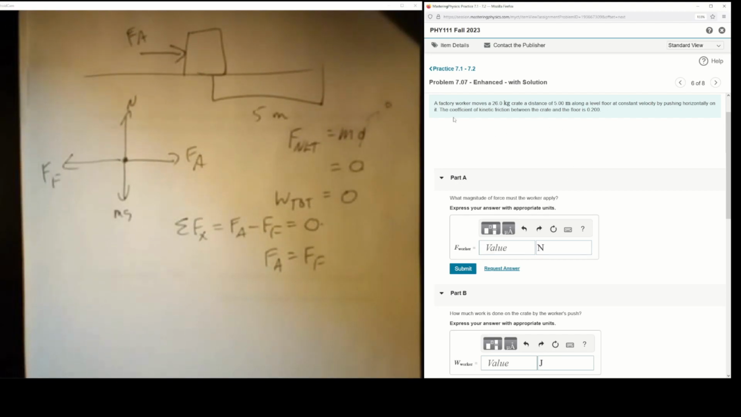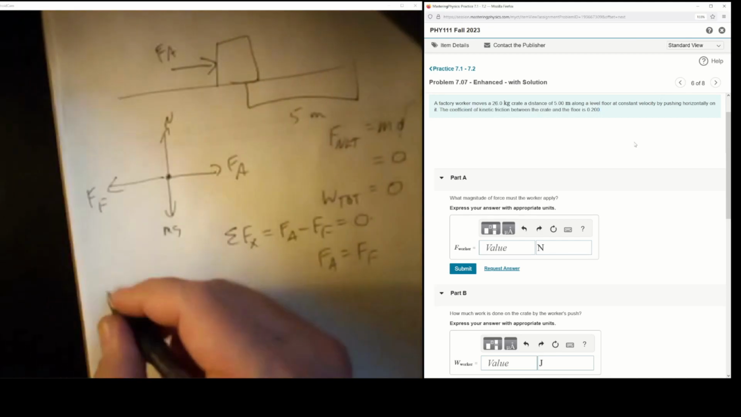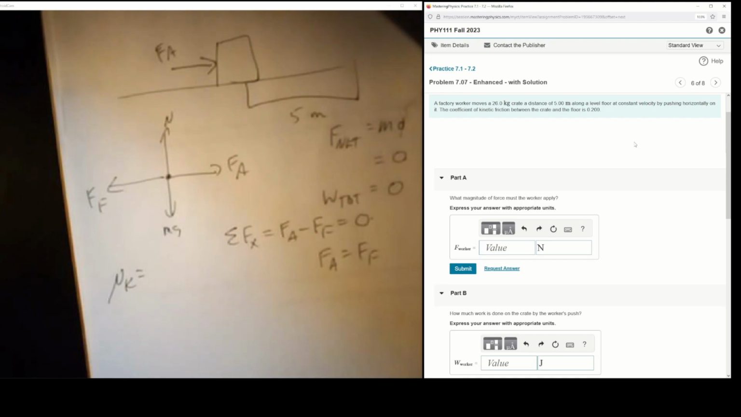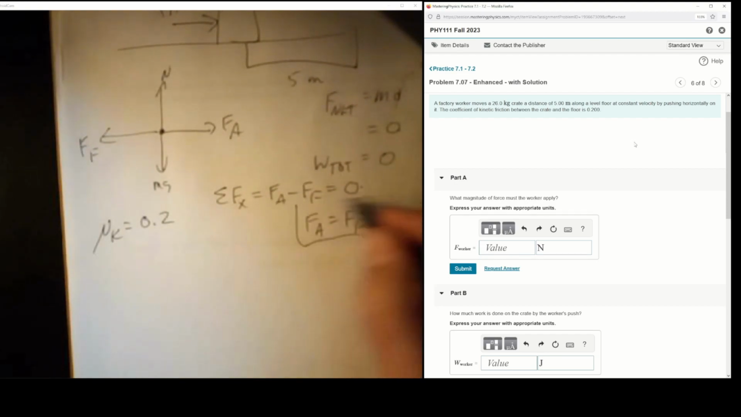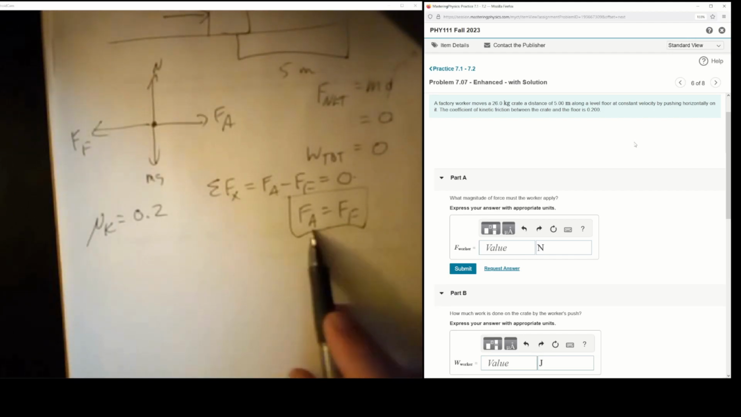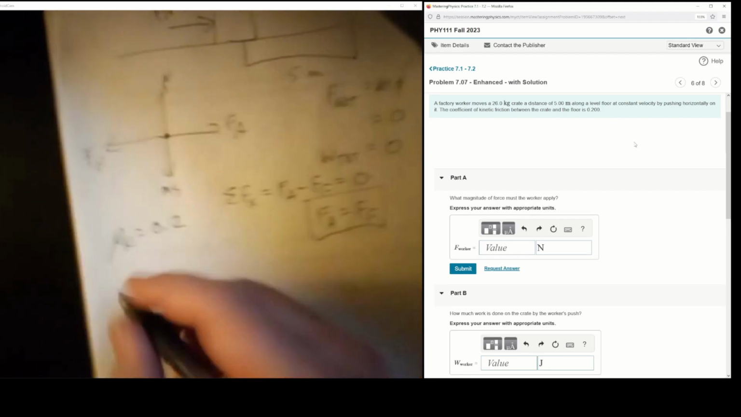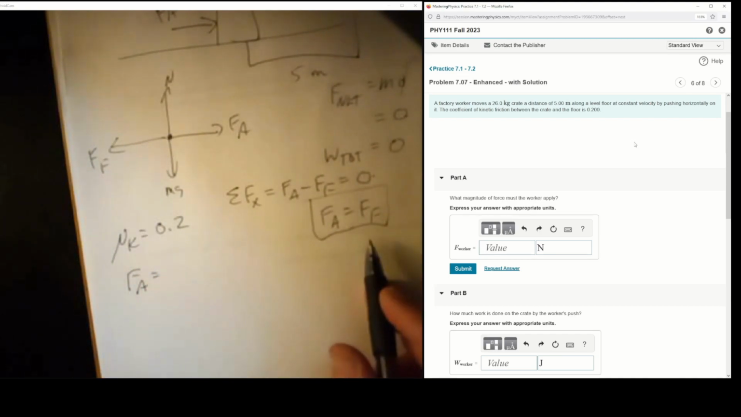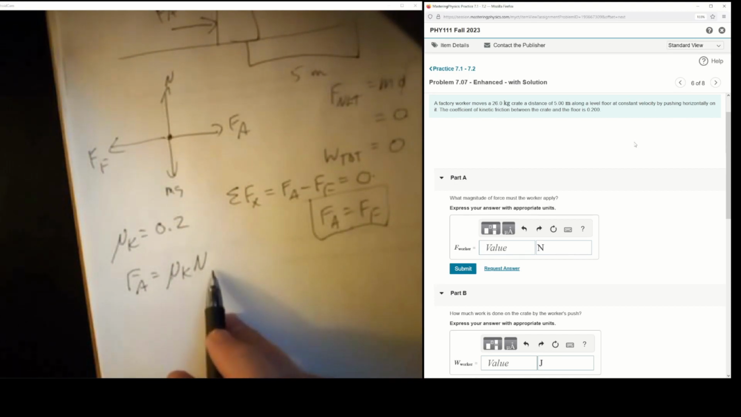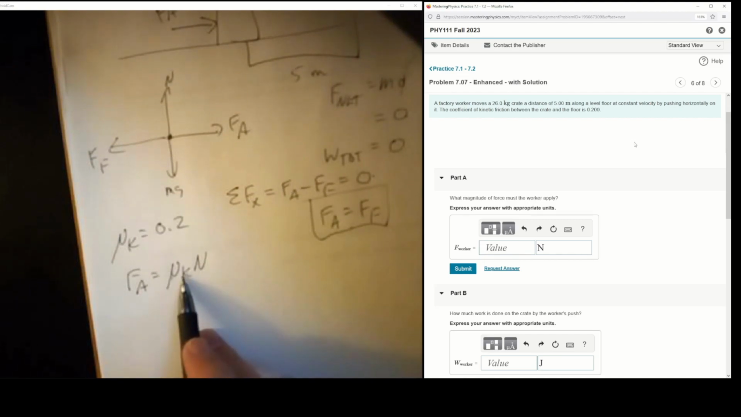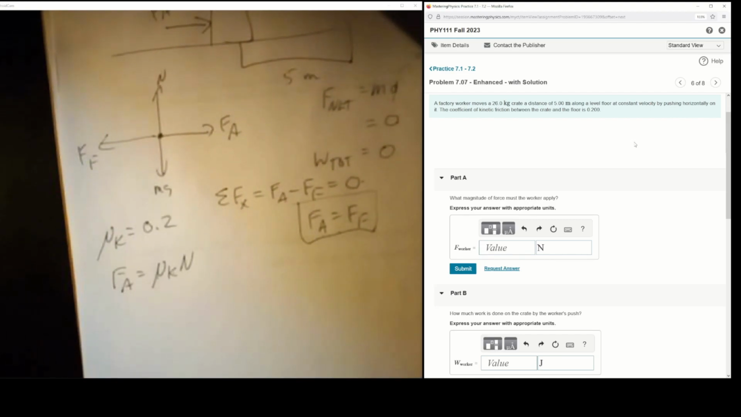And if we look here, they give us some more information. They tell us the coefficient of kinetic friction. So they're giving us mu 0.2. So from this statement here, the statement ultimately from constant velocity is that the force applied must equal the force of friction. The force of friction is mu n. It's always mu n. This is mu s for static, and then mu k for kinetic. Kinetic means once you're already in motion.